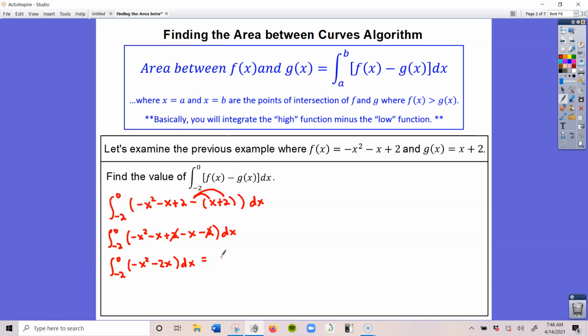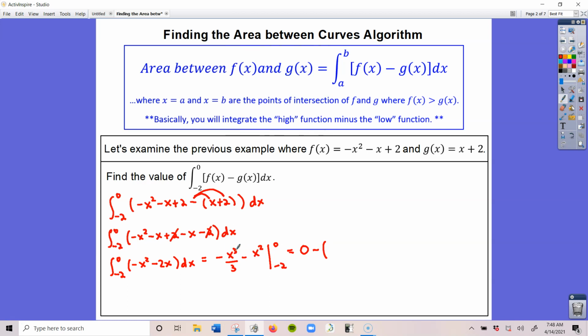And what we get when we integrate would be -x to the third over 3 minus x squared, because it would be minus 2x squared over 2, so those 2's would cancel. And then we're evaluating this now from -2 to 0. So if I plug in 0, everything would end up being 0. Minus. Now I'm going to plug in the -2.